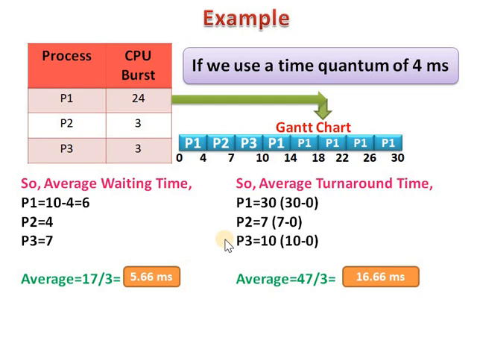So here it is 30 minus 0. For process P2, it is successfully completed at 7 milliseconds, so 7 minus 0. And the P3 process is successfully executed at 10 milliseconds, so here 10 minus 0. Why is 0 considered? In this example we consider that all the processes arrive at the same time, that is time 0. This is the example of the round robin algorithm.